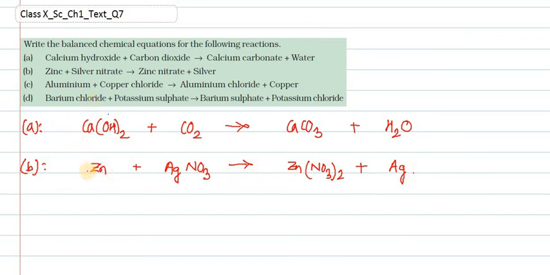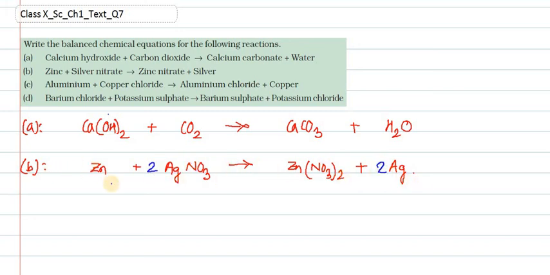Now let's balance this equation. Start with zinc. On the left hand side we have one zinc, and on the right hand side we have one. On the left hand side we have one silver, on the right hand side we have one silver. On the left hand side we have one nitrogen, but on the right hand side we have 2 nitrogen. So to balance this we have to put 2 here. Now we have 2 silver, 2 nitrogen and 6 oxygen. So here also we have 2 nitrogen, 6 oxygen. Now we are left with silver, so let's put a 2 here.